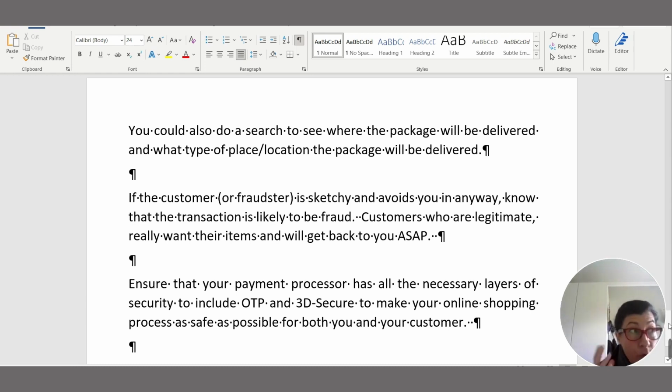If the customer or fraudster is sketchy and avoids you in any way, know that the transaction is likely to be fraud. Customers who are legitimate really want their items and will get back to you ASAP. Ensure that your payment processor has all the necessary layers of security to include the one-time PIN and 3D Secure. This makes your online shopping process as safe as possible for both you and your customer. You can also use the comprehensive safety of your payment processor as a USP or a unique selling point when you are communicating with your customers on social media, etc.